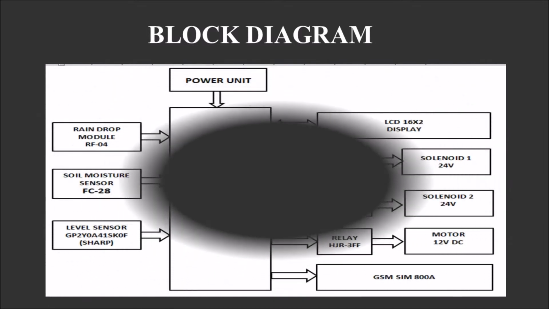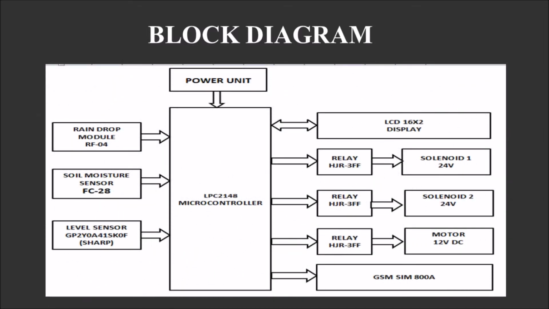The block diagram consists of the inputs and the outputs of this project. We use the level sensor, rain detection sensor and the moisture sensor as major inputs, solenoid valves and motor act as output, and the LPC2148 microcontroller acts as a controlling unit. The status of rain level in the sump and the moisture content in the garden area can be indicated by the local display unit. We used GSM to transmit the warning message to the end user.